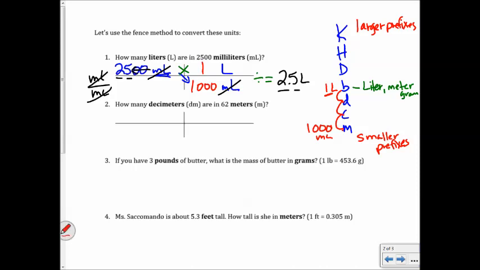Well, let's try number 2. What is our given information there? What do we need to put in the upper left corner? 62 meters. Good. What's my next step then? I'm going to do my diagonal down first. I'm going to put that one down because I want to make sure I get it in the spot first. So I'm going to put my meters down here. Then I'm going to look at what do I want. I want the decimeters, so I'm going to put that one up here on the top.